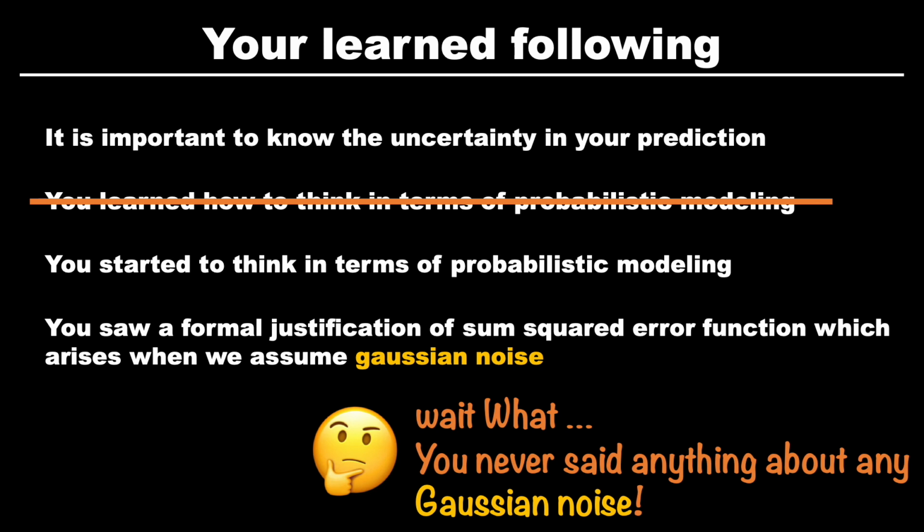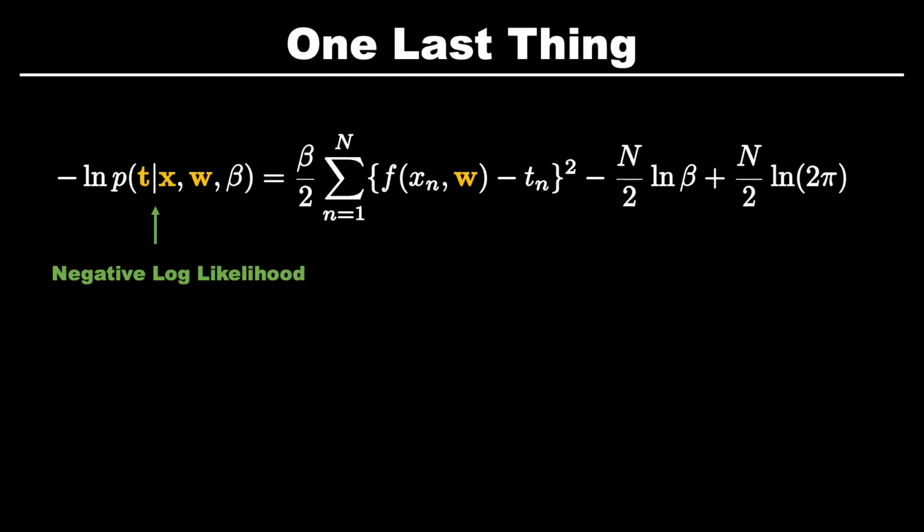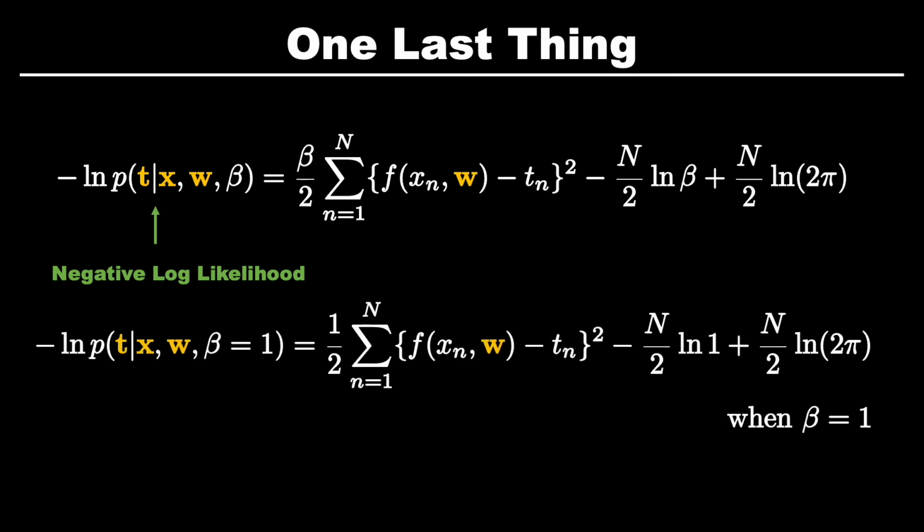Fine, I did not say anything about this Gaussian noise. So one last thing: in this formulation of negative log likelihood, if we assume beta, that is the precision, to be 1, you can see that the second term will be 0 because log of 1 is 0. And when you take the gradient of this function, the third term will also vanish because there is no beta or w in it. Note that in the first term, the factor is now exactly half. This is identical to the sum squared error function when we assume beta to be 1.